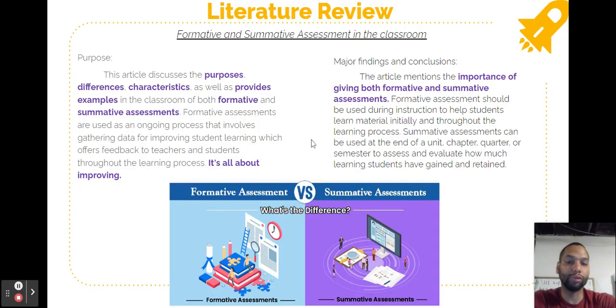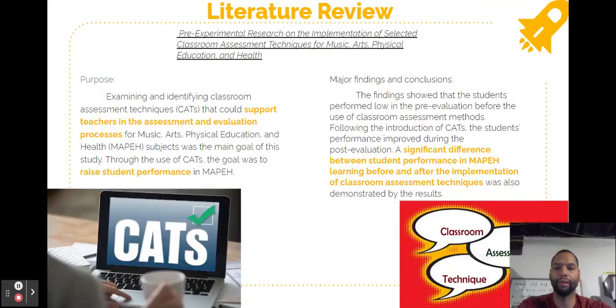I chose 2 articles from my literature review. I'll just go over the purpose. The first one being formative and summative assessment in the classroom. What this article discussed is the purposes, differences, characteristics, gave examples of both formative and summative assessments and how they can all tie together in improving student outcomes.